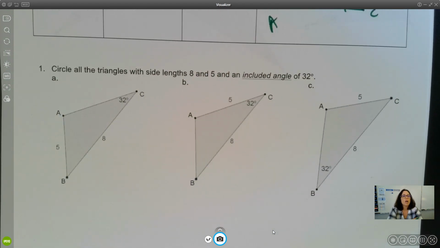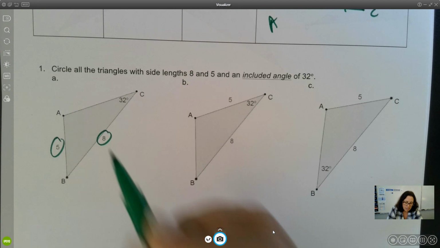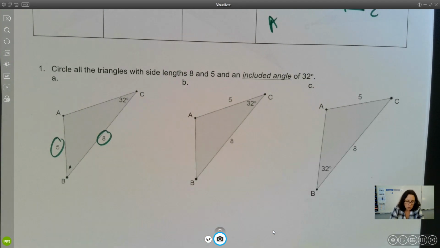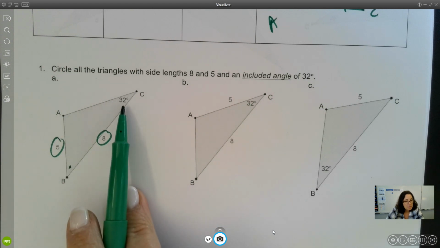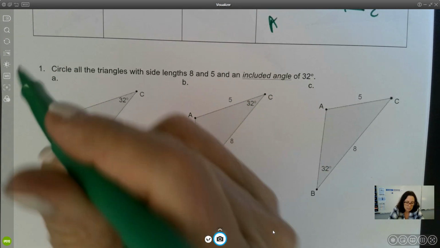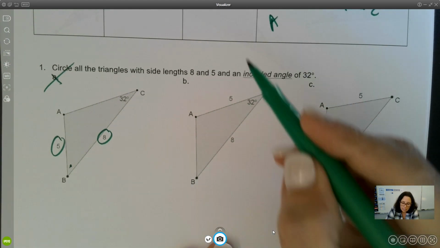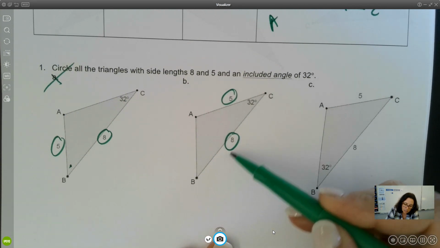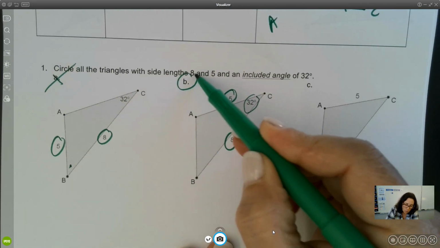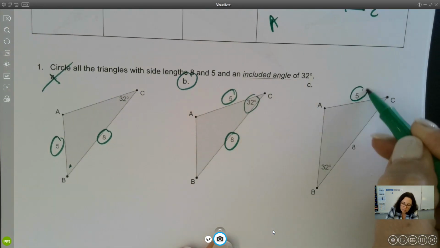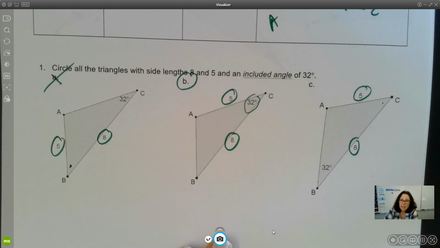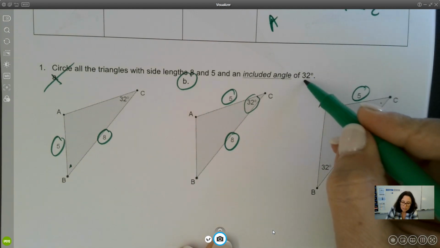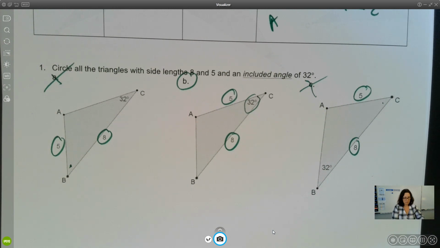All right, number 1, circle all the triangles with side lengths 8 and 5 and an included angle of 32 degrees. Well, here's side lengths 8 and 5. This angle would be included. That is not included. So A does not work. Here's 8 and 5. Between those 2 sides would be this angle right here, so B works. Here's 8 and 5. Included would be that angle. 32 is not included. So the only one you're circling is B for this situation.